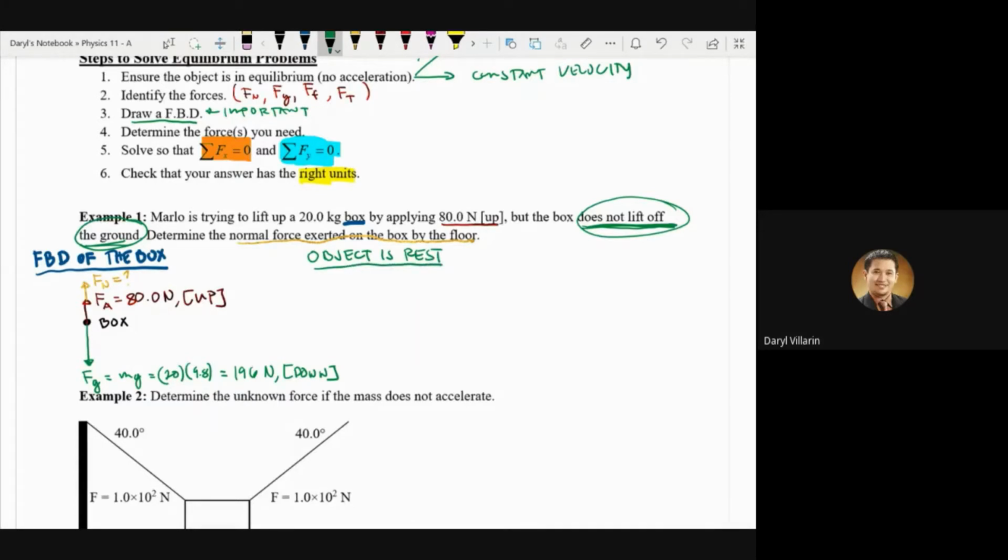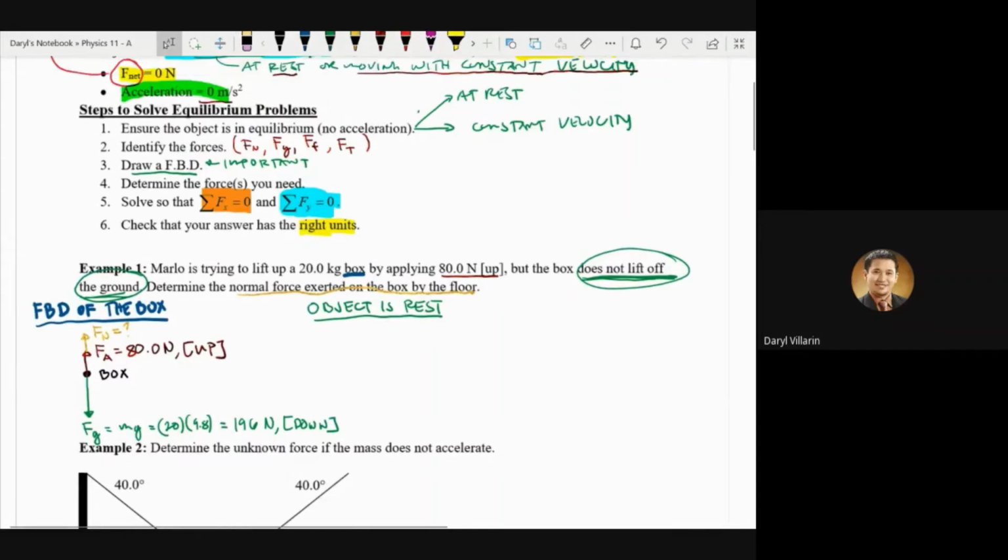Now that you identify that it is at rest, this falls under this particular case. This is an equilibrium problem. Since it is at rest, that means the forces acting on the object, if I take the algebraic sum, give me 0. Okay? So therefore, I can use that particular expression, that the net force is equal to 0 in this case. So net force is equal to 0.